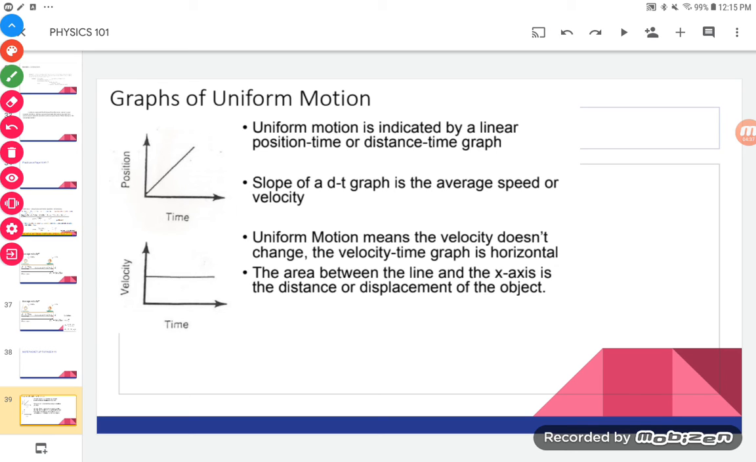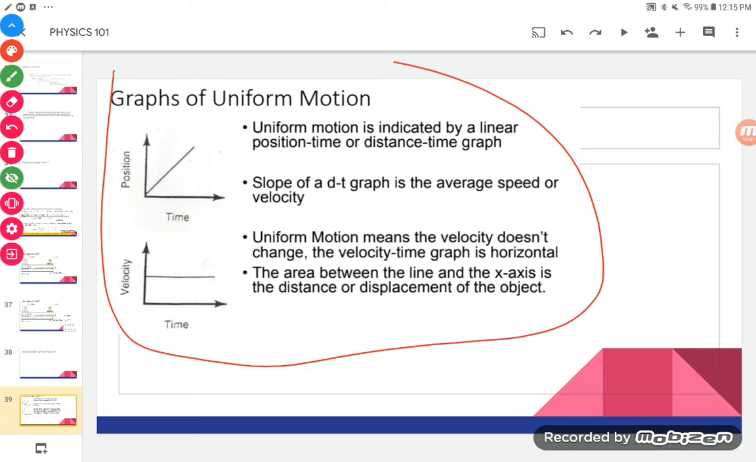So now we're going to go into graphing. We always talk about graphing with everything. Okay, so there's 2 types of graphs. So we're talking about uniform motion. So the motion is indicated by a linear position time graph or a distance time graph. So it's going to be one of these 2 types of graphs.